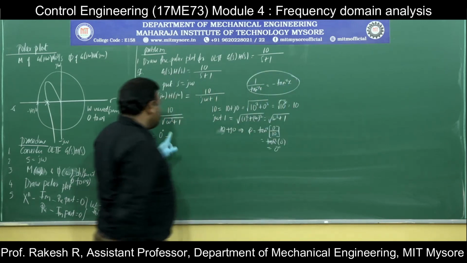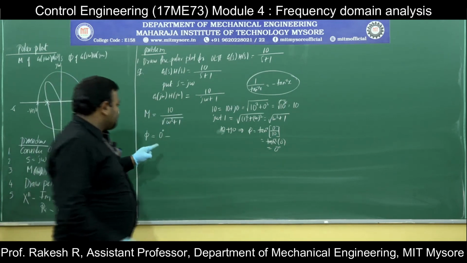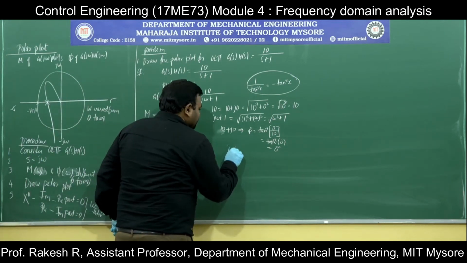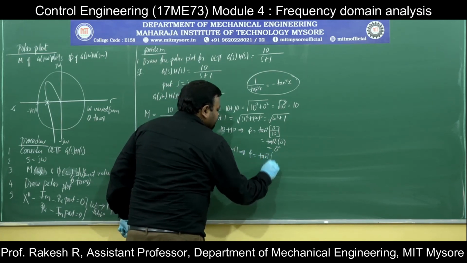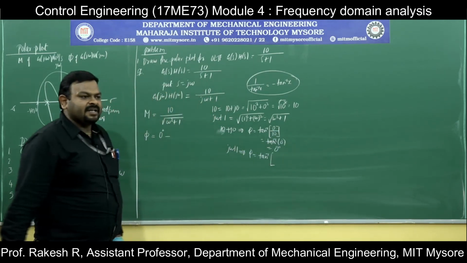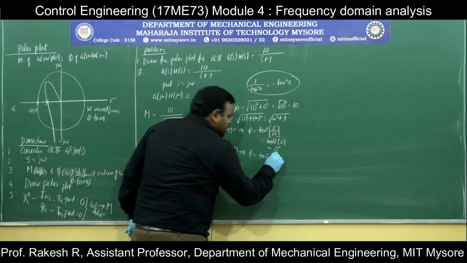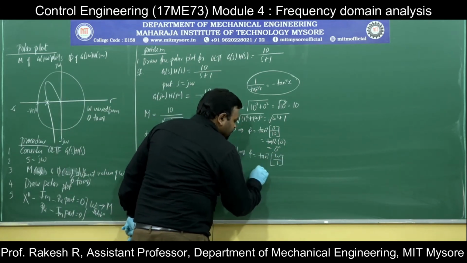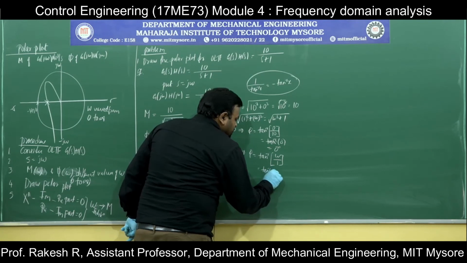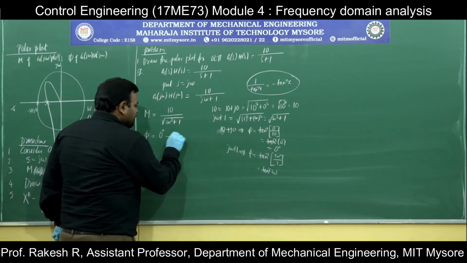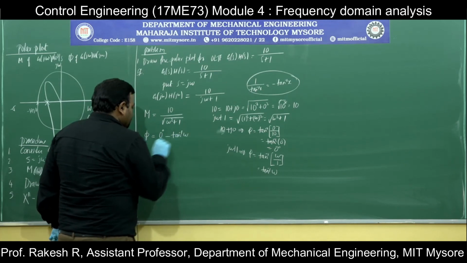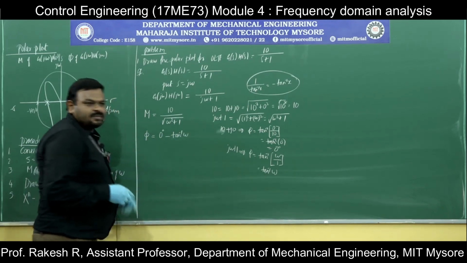So this thing I am applying here. I will write the denominator j omega plus 1. What is the phase angle? Tan inverse of imaginary part by real. Which is the imaginary part? Omega divided by real part, which is 1. It will be tan inverse omega. If I take that to a numerator, it will be minus tan inverse omega.